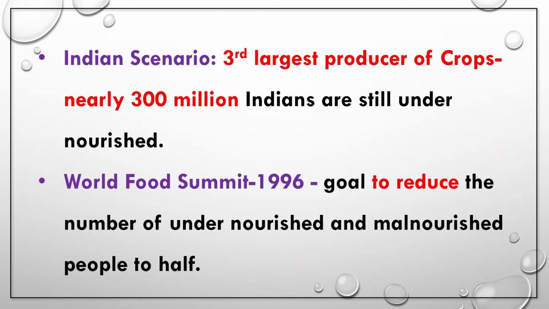Even though India is the third largest producer of crops, nearly 300 million Indians are still undernourished. The World Food Summit, which was held in the year 1996, set the goal to reduce the number of undernourished and malnourished people to just half by the year 2015. But till now, this summit tries to eradicate hunger from the earth at the earliest possible date by delivering progress on the sustainable development goals through food systems approaches.